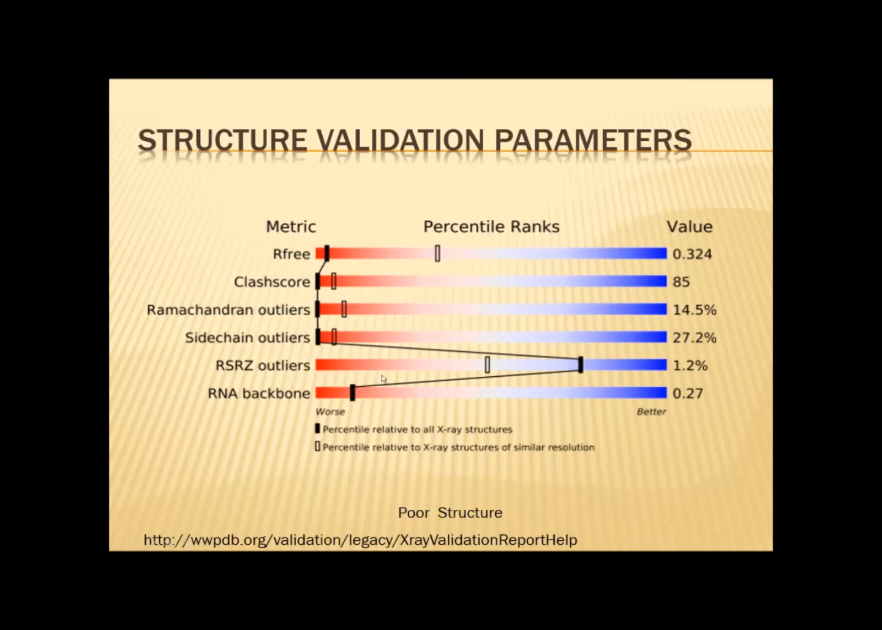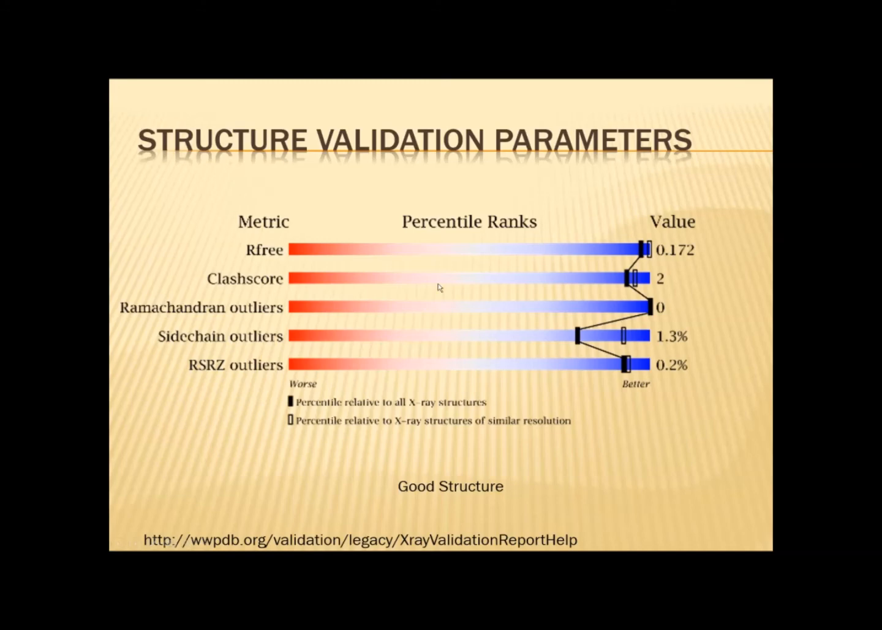Everything else is poor in the red zone. On the other hand, something that is a good structure, all these values are going to be in the blue zone and preferably on this side, right?